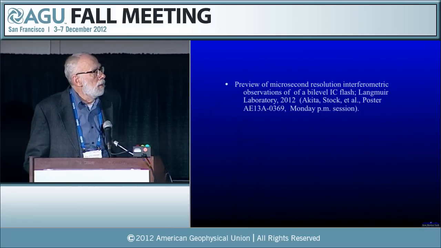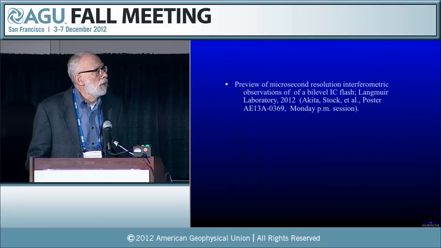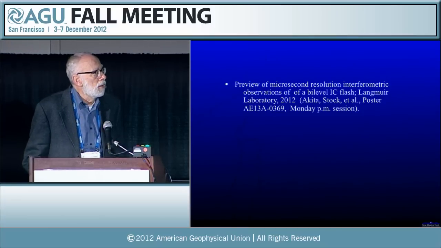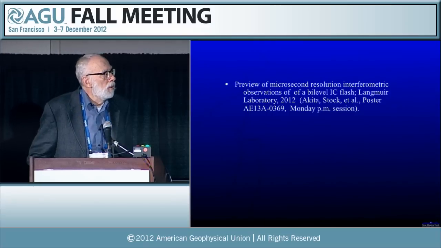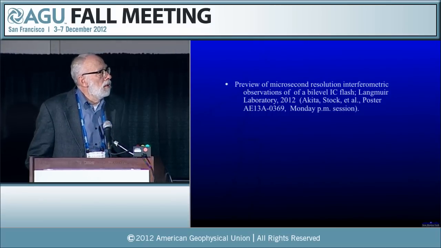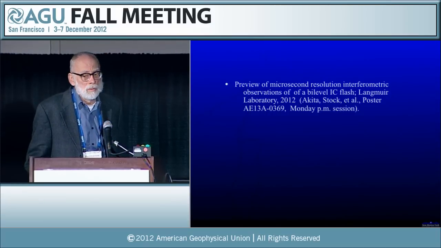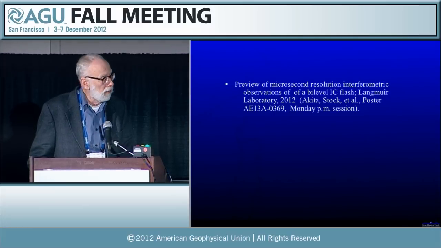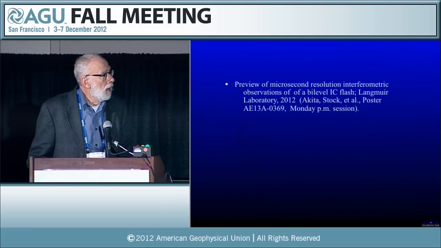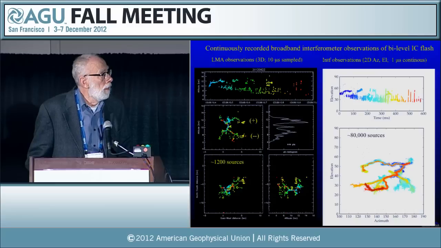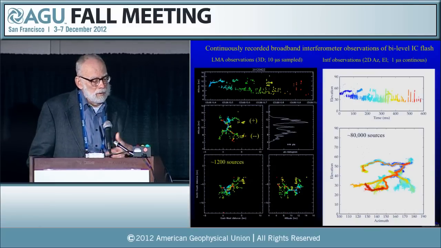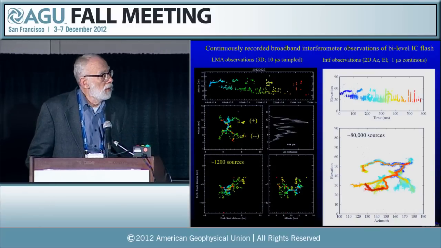Okay, I'm just going to digress here and show some results which will also be shown in a poster session this afternoon by Manabu Akita and Mike Stock on microsecond observations of the same kind of flash, namely a bi-level intercloud flash, in this case of normal polarity. And this data is obtained with a broadband interferometer operated in a laboratory.